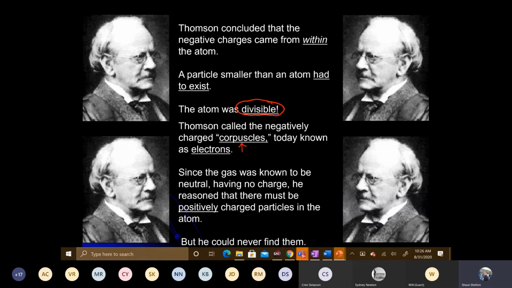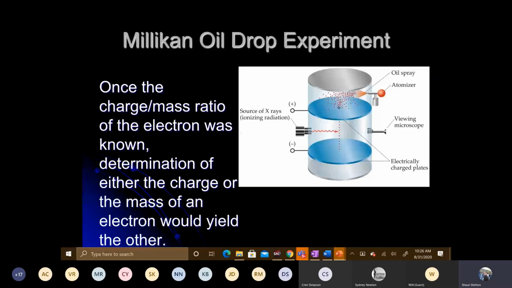So again, Democritus, Dalton, and now the plum pudding model. The atom is starting to change in its structure. Millikan came in around about the same time, and he produced what is called the oil drop experiment. In fact, Millikan was a grad student when he did this experiment. What Millikan discovered was the charge to mass ratio, and he used the oil droplet experiment to do this.